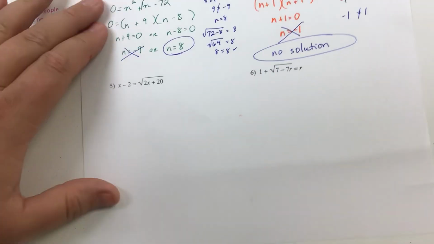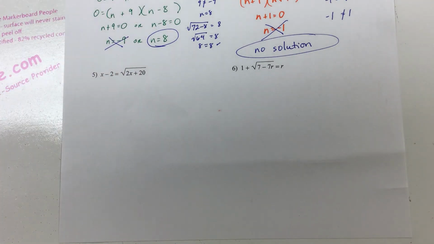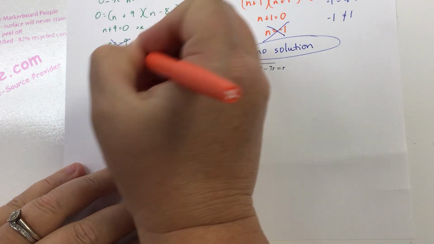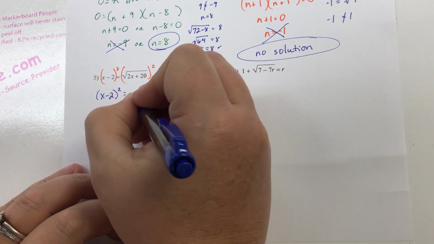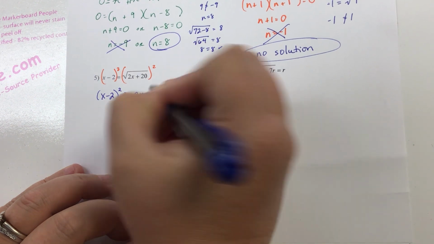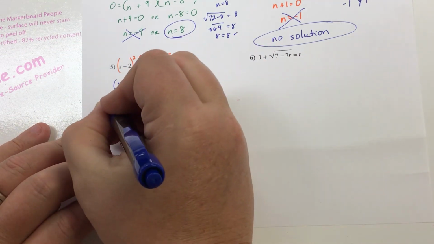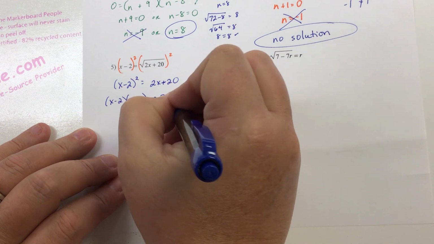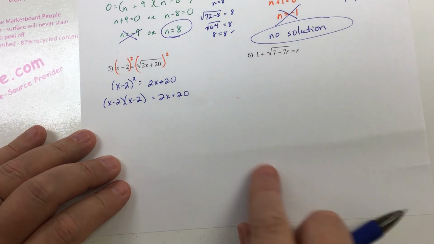Okay, so let's take a look at our last two problems here. On number 5, notice the radical is isolated already. So we are going to square both sides to undo that. So we are left with x minus 2 squared equal to 2x plus 20. This one's going to take a few more steps, because when I'm squaring x minus 2, that is really saying x minus 2 times x minus 2. Again, if we are thinking back to our Algebra 1 rules, we are going to distribute to multiply this out.